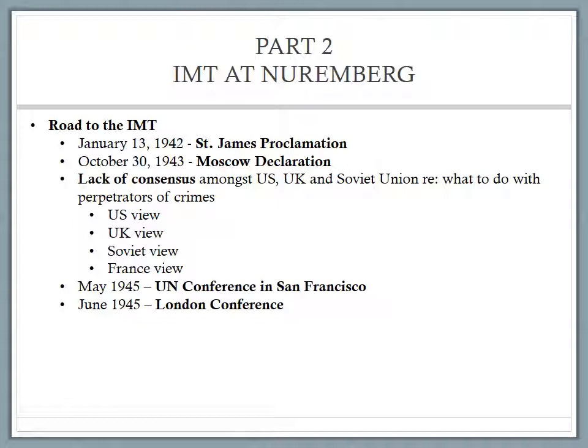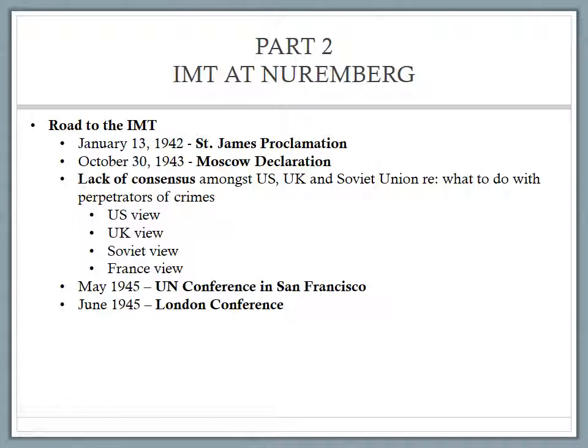In the US's view, initially, it was that Germans should be summarily executed. This was the view of Henry Morgenthau, President Roosevelt's Secretary of the Treasury, who wanted to summarily execute 2,500 top Nazi officials as part of his plan to pastoralize and strip Germany of its industrial capacity so that it could never again in the future wage war.